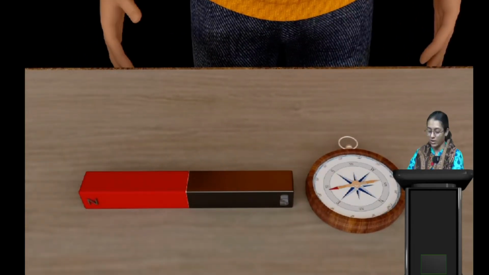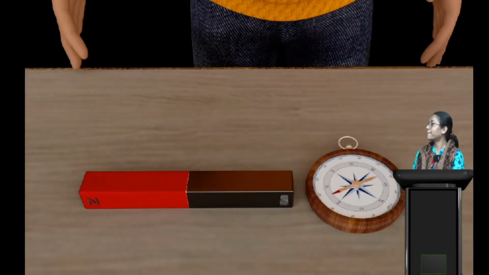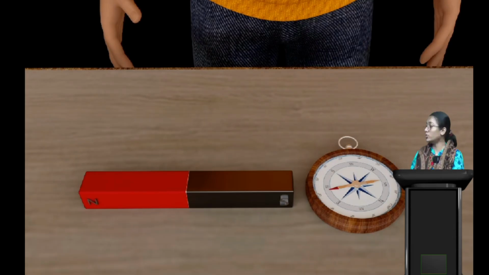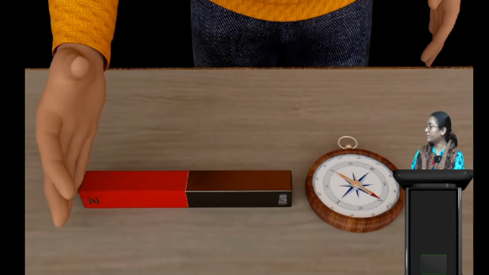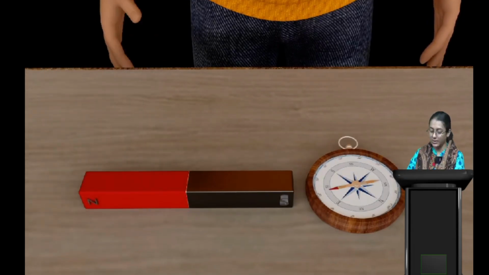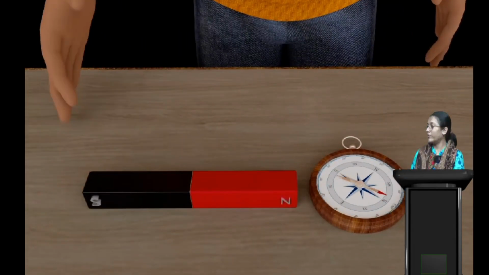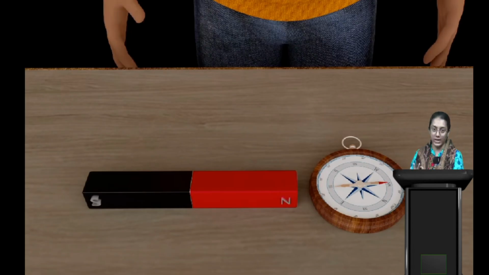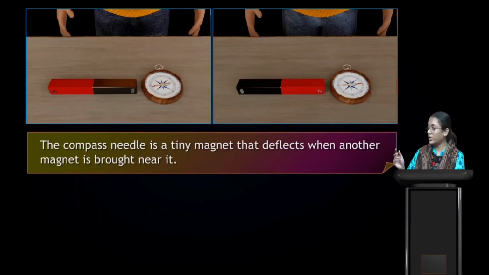Okay. Now see why this is happening. Whenever we bring a magnetic bar near a compass, what can we see? That the needle of the compass gets deflected from its original position, whether it is on the north side or south side. No matter which side we bring closer to the compass, its needle gets deflected from its original position. Because why? The compass needle is a tiny magnet that deflects when another magnet is brought near it.